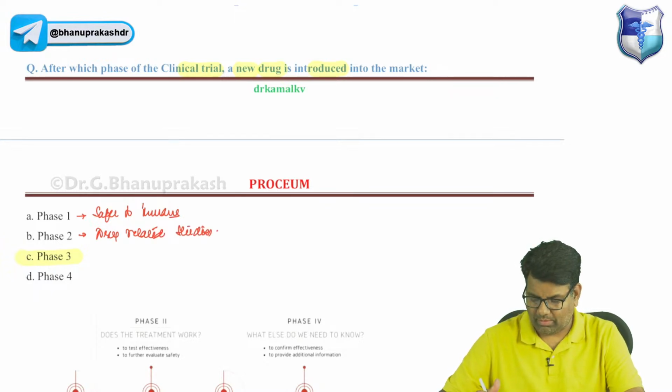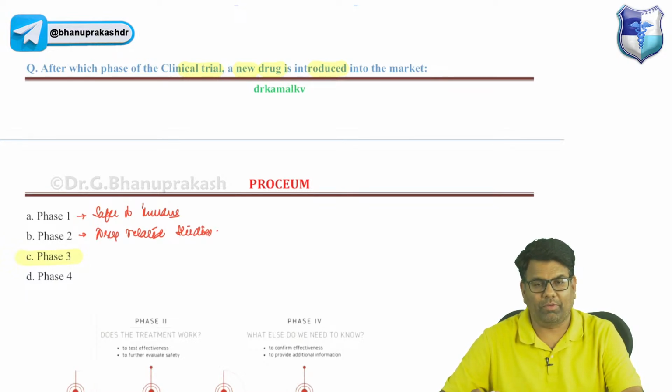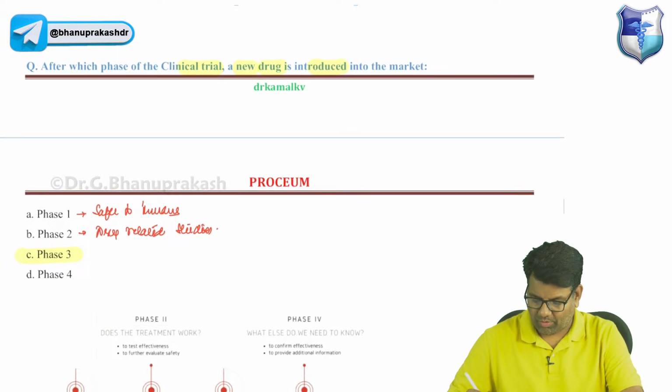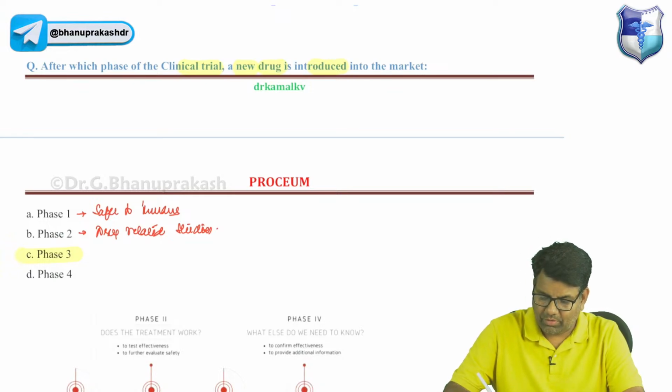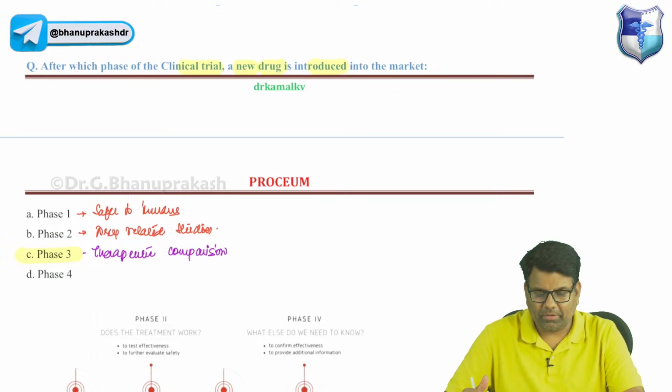Everything related to the drug, so that we can have the best and optimum effect, is studied in phase 2. Now in phase 3, for the drug under consideration, we will do therapeutic comparison. So we will do comparison.